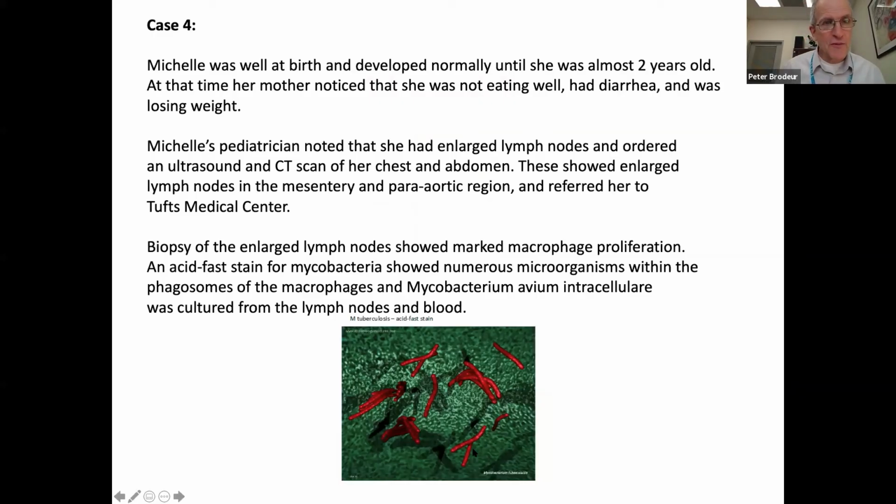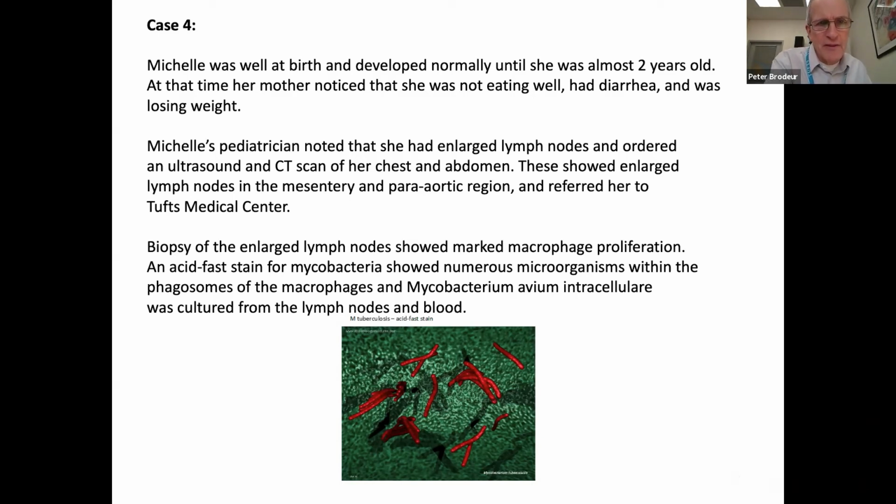Okay, so let's just go through this case 4. This case is about Michelle, who had a normal birth and was well, a child, and then when she was almost 2, her mother noticed that she wasn't eating well, had diarrhea, was losing weight. The pediatrician noted that Michelle had enlarged lymph nodes and ordered an ultrasound CT scan for the chest and abdomen. And this showed enlarged lymph nodes in the mesentery and para-aortic region, and she was referred to Tufts Medical Center.